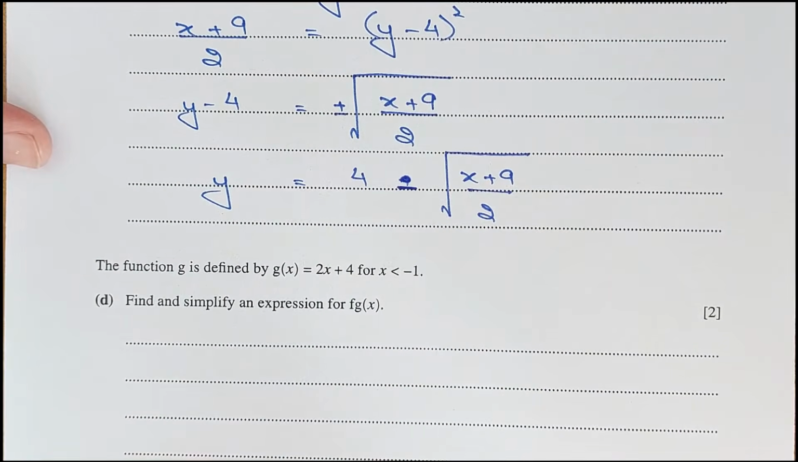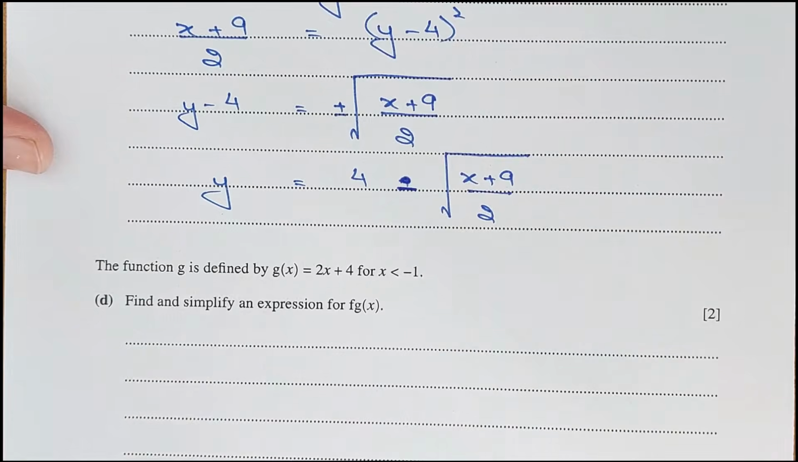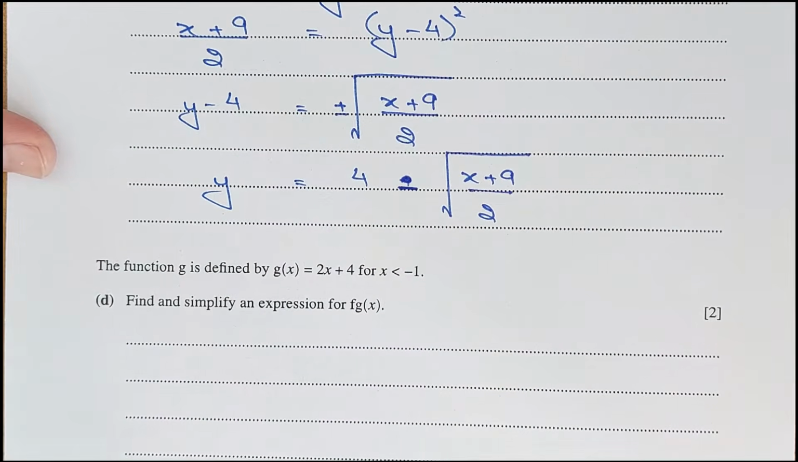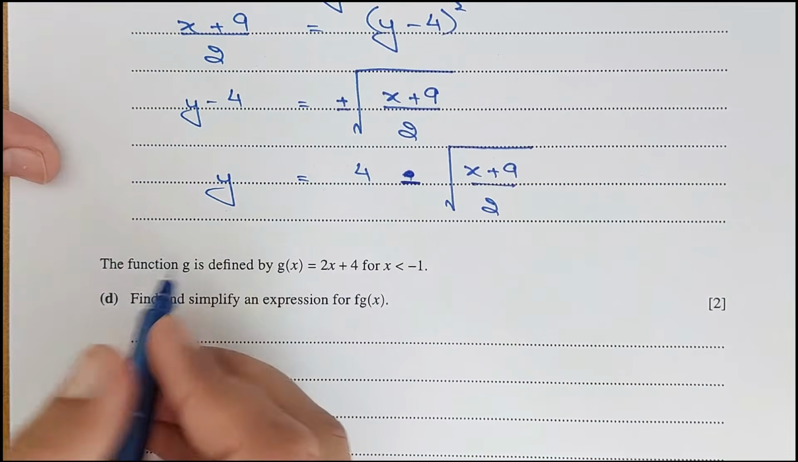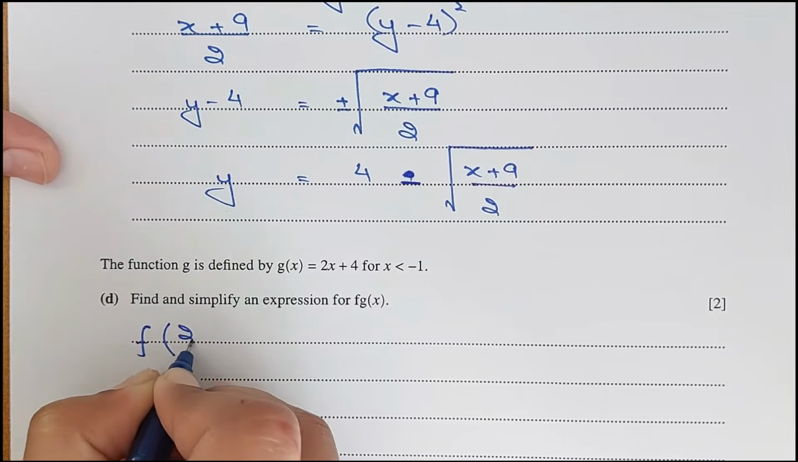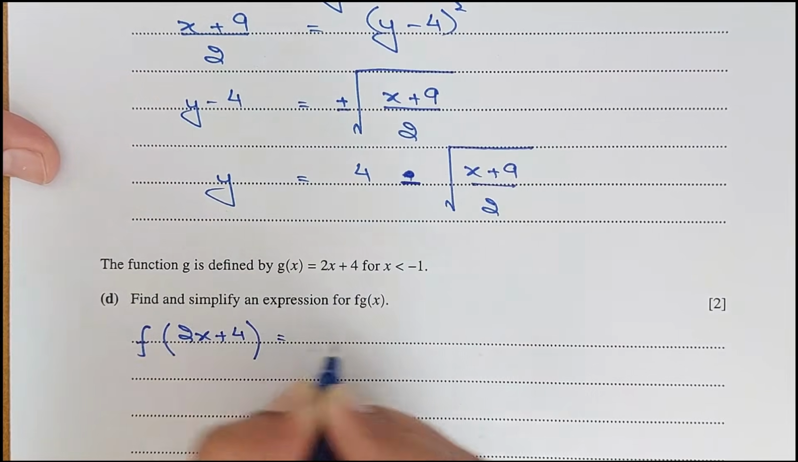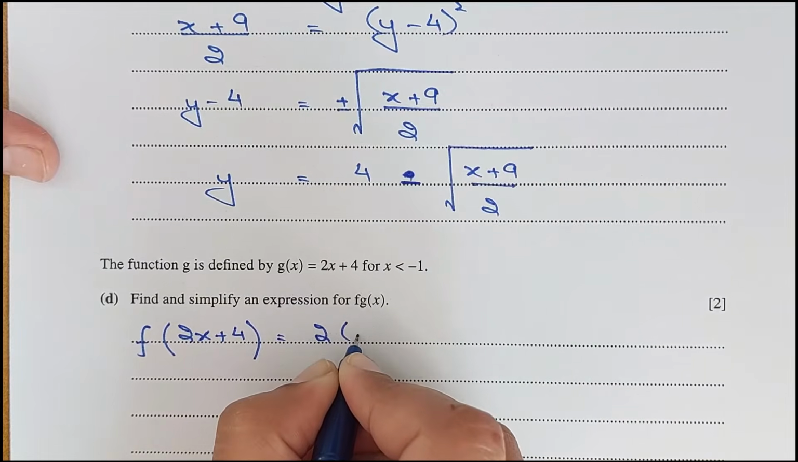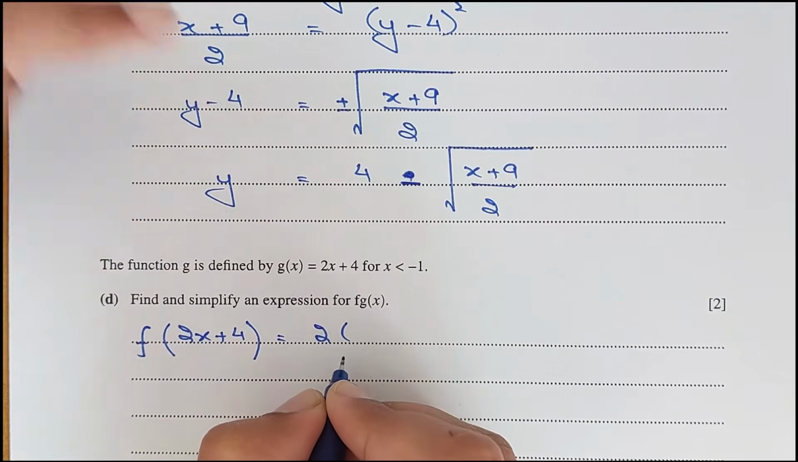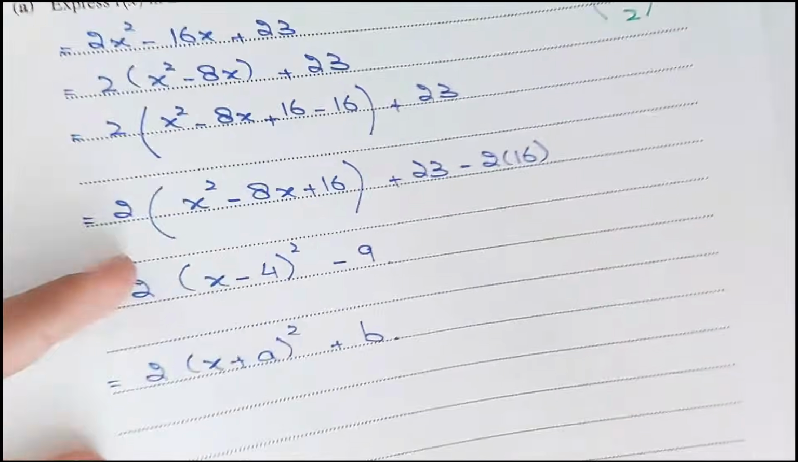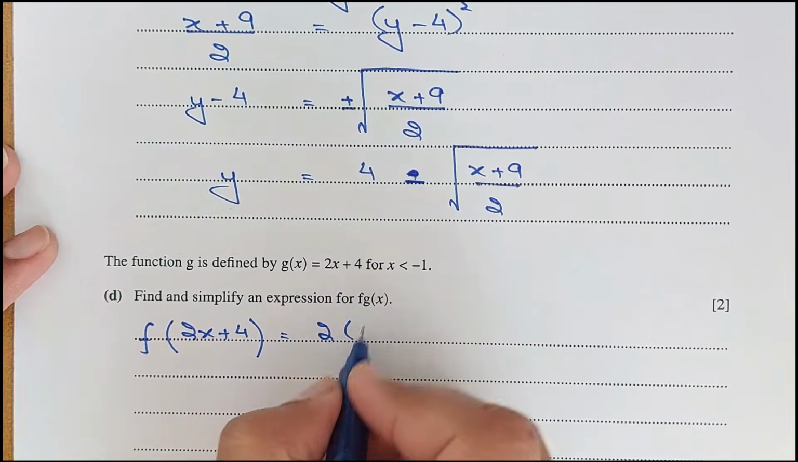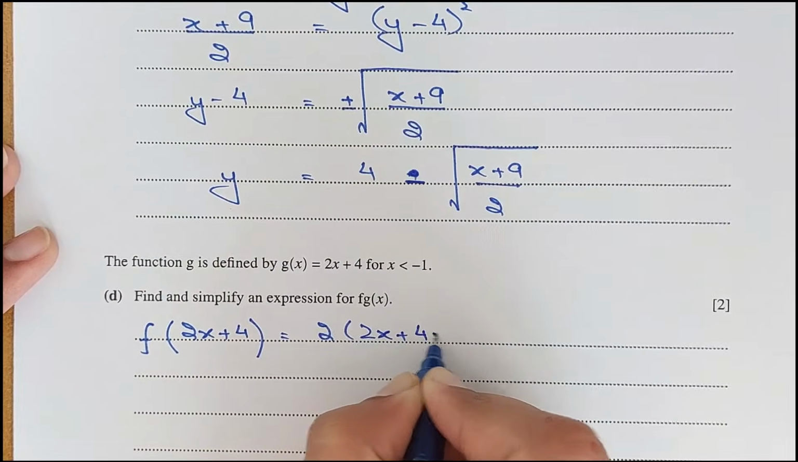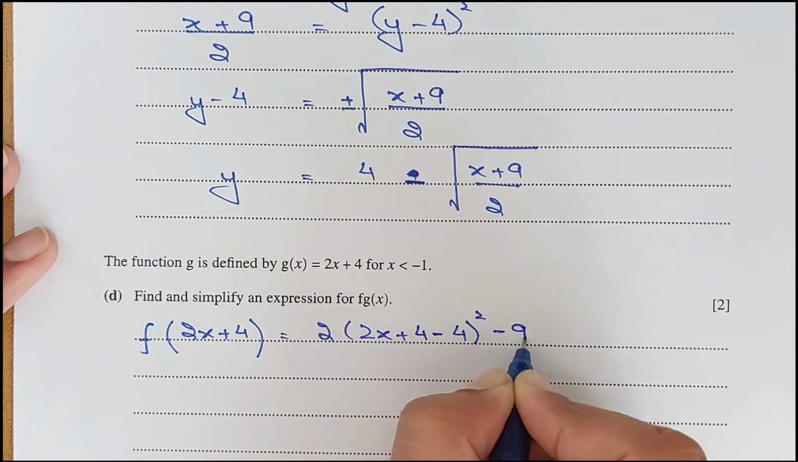Now for the next part, the function g is defined by g of x, a linear function, 2x plus 4 for x less than minus 1. Part D, find and simplify an expression for f of g of x. f of g of x, where g of x is 2x plus 4, equals f of x is 2 times, if we substitute in this form, this is better. It's just a 2-mark question. So let me substitute the x value over here. So x is 2x plus 4, minus 4 whole square, minus 9, right?